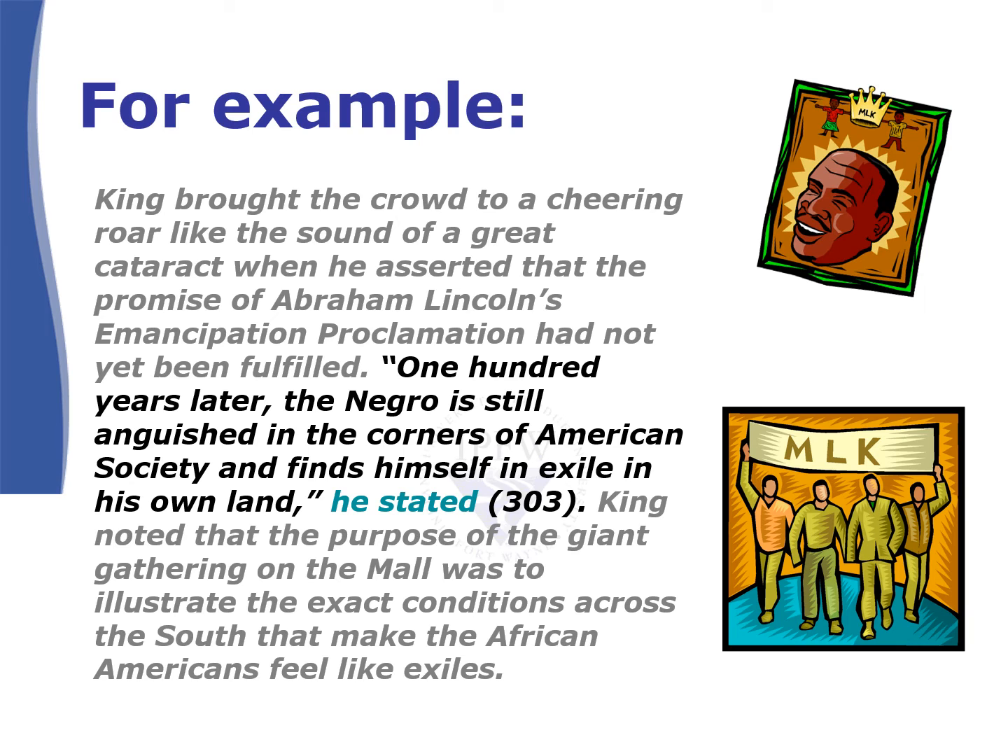King brought the crowd to a cheering roar like the sound of a great cataract when he asserted that the promise of Abraham Lincoln's Emancipation Proclamation had not yet been fulfilled. The quote, "100 years later, the Negro is still anguished in the corners of American society and finds himself in exile in his own land," he stated, page 303. King noted that the purpose of the giant gathering on the Mall was to illustrate the exact conditions across the South that make the African American feel like exiles.